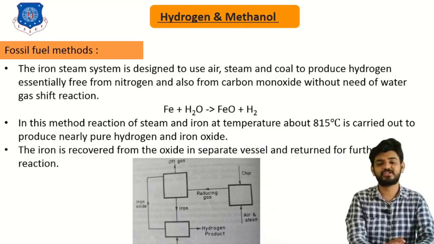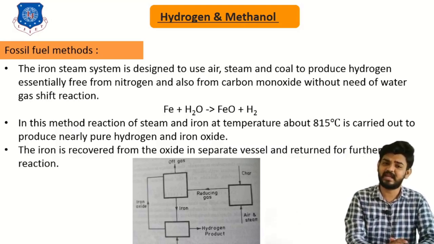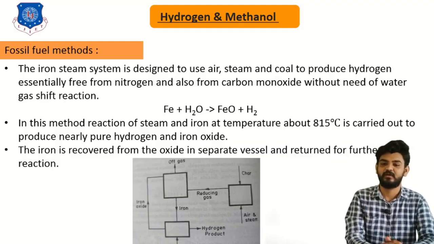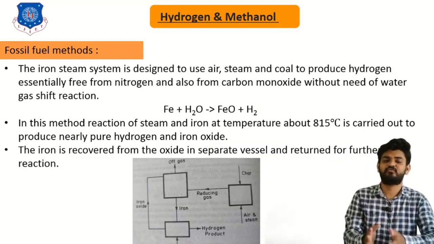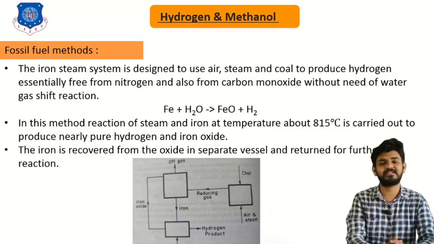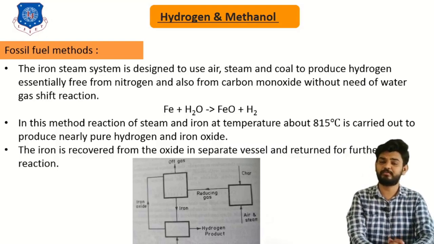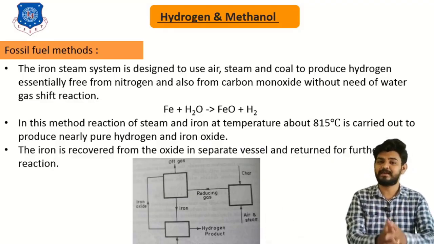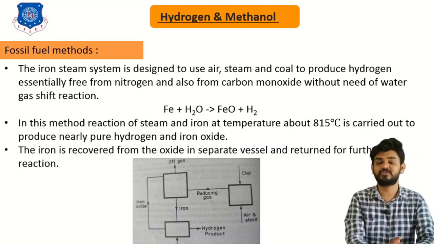In this method, the reaction of steam and iron takes place at around 815 degrees Celsius, and nearly pure hydrogen and iron oxide are generated. You can see from the reaction that we are generating iron oxide, that is FeO, and nearly pure hydrogen, that is H2. Now the iron is removed from the oxide and separated in a vessel, and it is returned for further use in the reaction. Here in the image you can see the schematic diagram of such an iron steam system, in which we react iron with water to produce iron oxide and hydrogen. The iron oxide is then recovered in a separate vessel and recycled back to the reaction chamber. This is how we can produce hydrogen by means of the fossil fuel method.